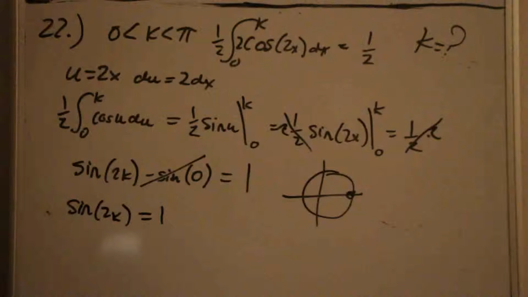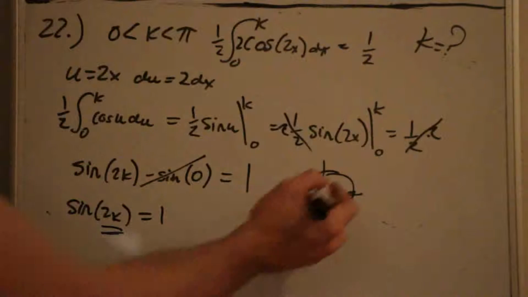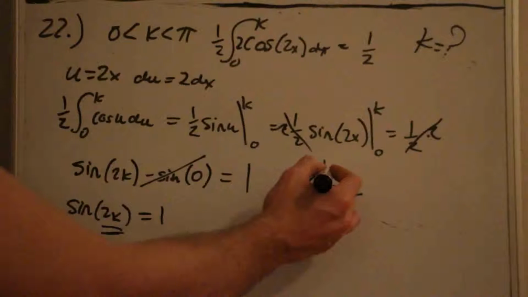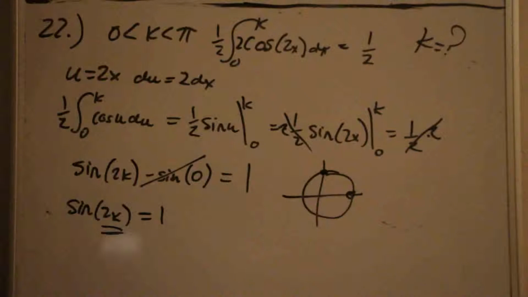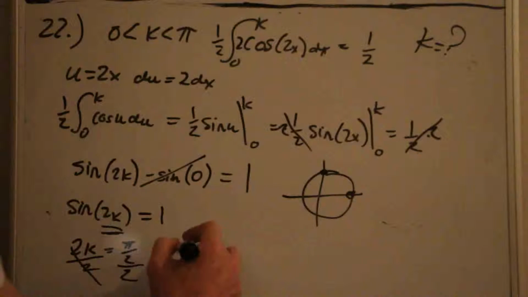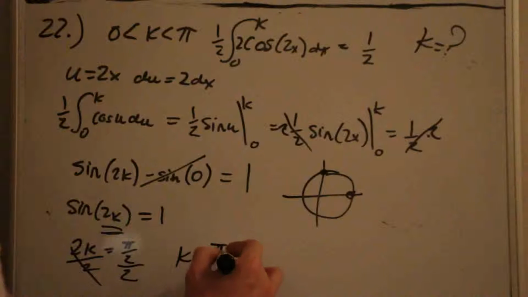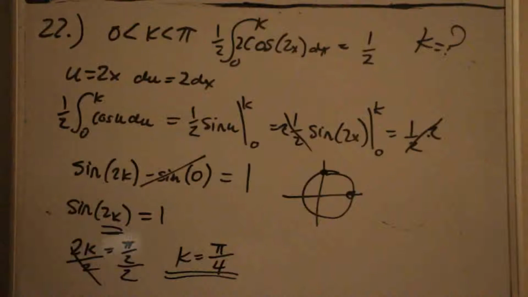Now, I think about at what value of theta, if this is theta in there, makes my sine equal to 1? Well, where's my sine equal to 1? Right here. Well, what is that? Pi over 2. So sine of pi over 2 equals 1, so 2k has to equal pi over 2. Divide both sides by 2, and I get k equals pi over 4 is my answer, and that one happens to be B.